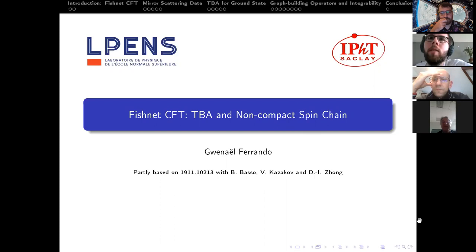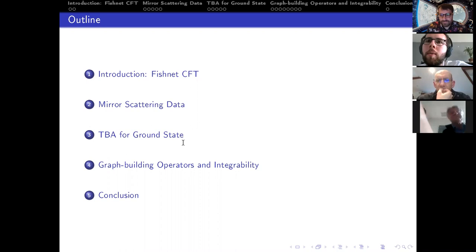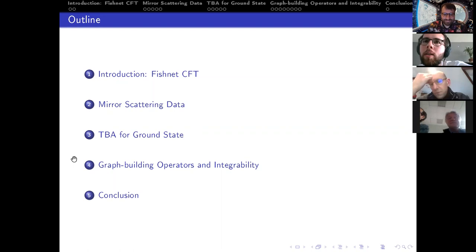So I will start with a brief summary of the definition of the Fishnet conformal field theory. Then I will explain how to determine the mirror scattering data that one needs to formulate the TBA for this theory. I will then present the TBA for ground state operators and also its dual version. And in the last part, I will be more interested in the graph building operators that would have appeared before and the relation to integrable conformal spin chains.